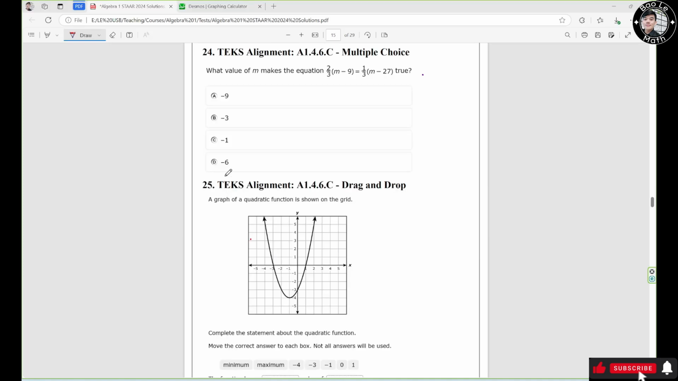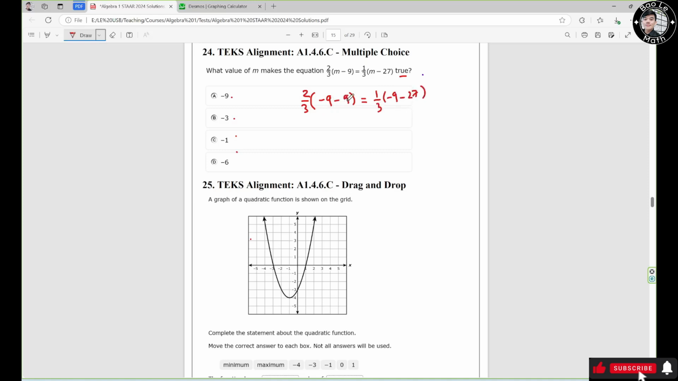Now let's move on to question number 24. What value of m makes the equation true? Alright, so we have three different ways to do this one. The first way is you just plug each of these numbers into this equation to test whether any of them make the equation true, and then that's the answer. Now I'm going to test negative 9. I substitute over here, so I have 2/3 times (negative 9 minus 9) equals 1/3 times (negative 9 minus 27).